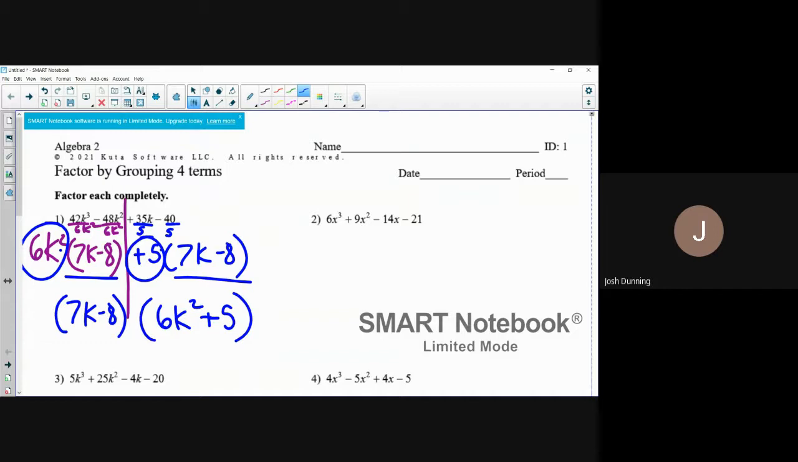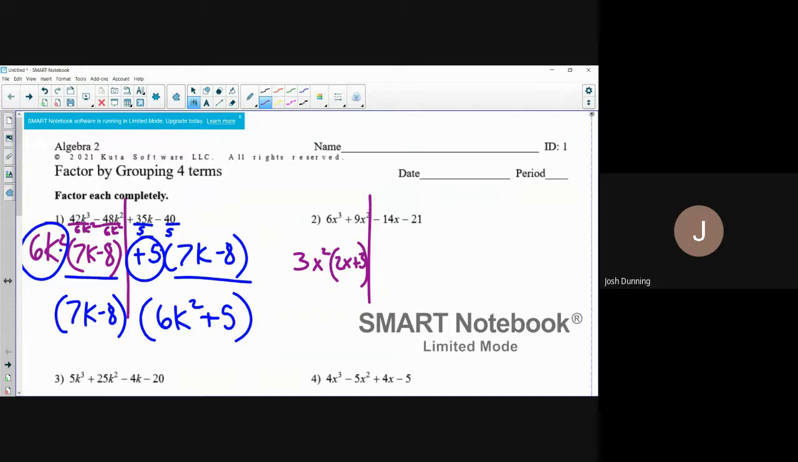Number 2, split it down the middle again. I can divide both 6 and 9 by 3. We'll also go with x squared. So 6 divided by 3 is 2. X cubed divided by x squared leaves you with x. 3 divided by 3 is 1. The x squared is gone.